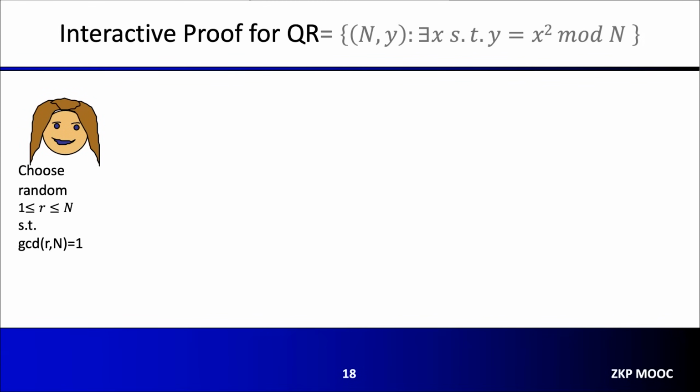Here is how it goes. The prover as a first step chooses a random value r between 1 and n. In fact, to be absolutely correct, this r is supposed to be between 1 and n and have a greatest common divisor with n which is 1, meaning there are no common divisors between r and n. For those who don't want to dwell into this, let's just think of it as a random number between 1 and n. And then what he sends to the verifier is r squared. He doesn't send r, he sends r squared, and let's call it s.